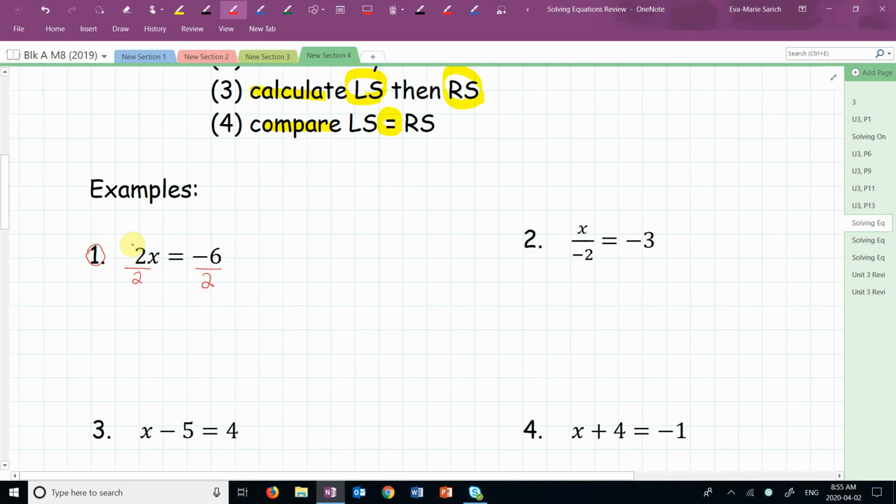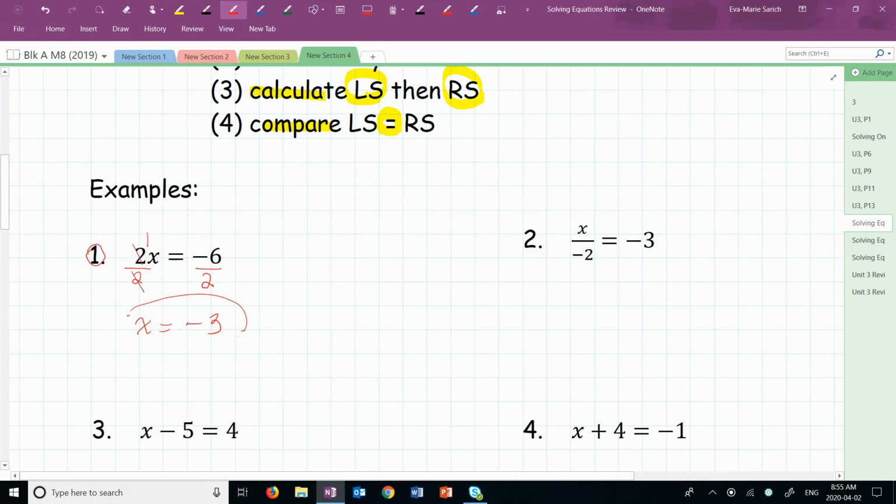Now, what that does is it takes that 2 and it divides it by 2, which would equal 1. And 1x is the same thing as x. We have isolated the x. On the other side, we have -6 divided by 2, so a negative divided by a positive is a negative, and 6 divided by 2 is 3. We have solved that equation. Okay? Let's move on to the second example.